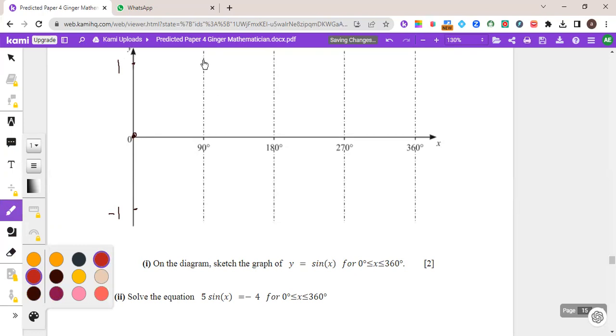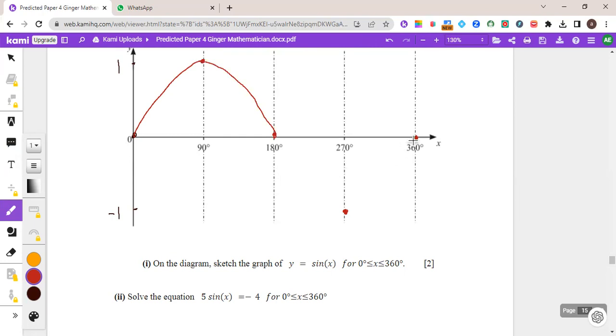Okay. And sine 90 is 1. Sine 180, sine 0. 0. Sine 270, it's negative 1. Sine 360, it's 0. So then you join them. Bravo. And as you notice, part is positive and part is negative. Okay. So, second one?